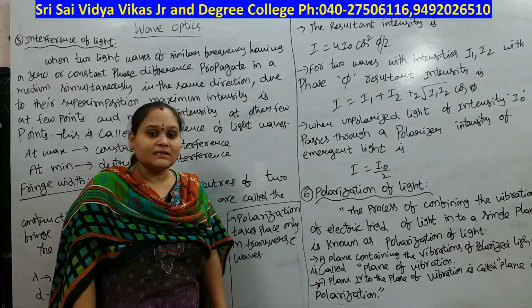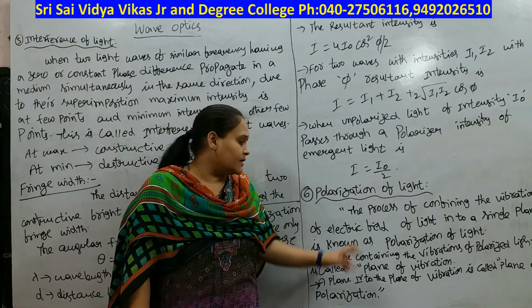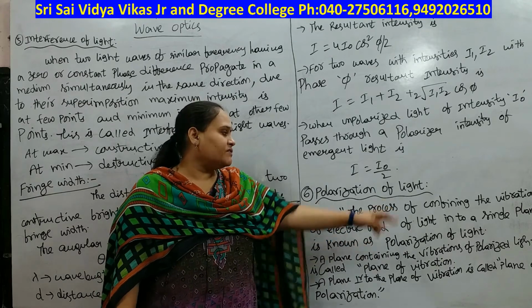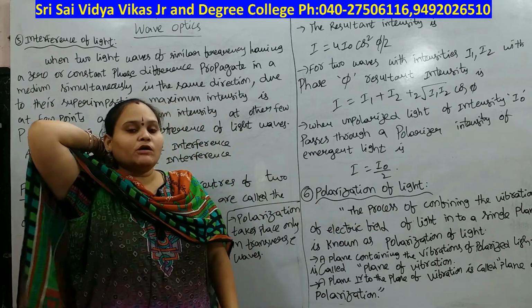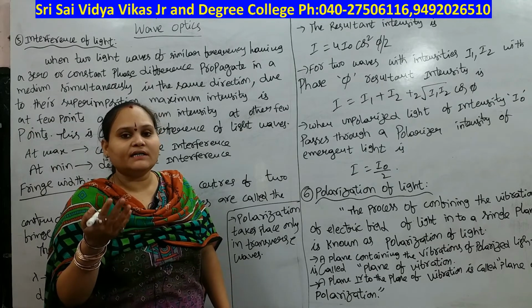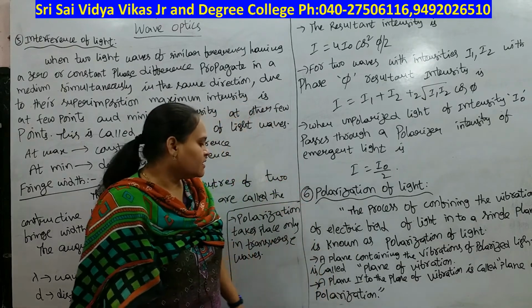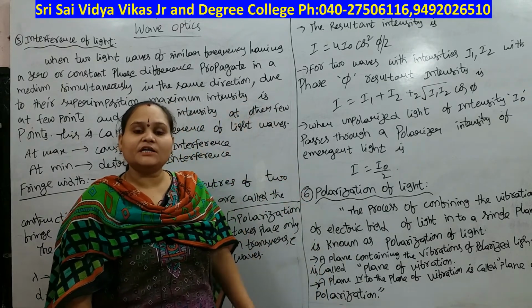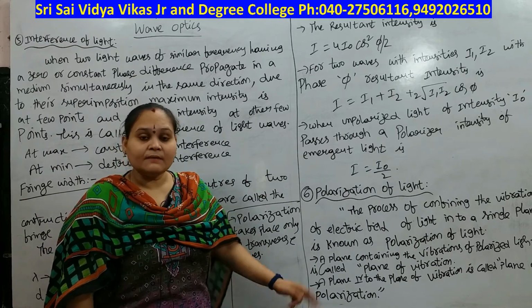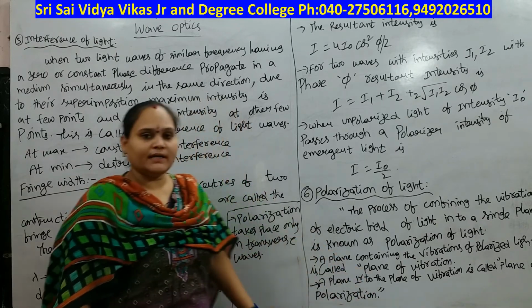Next, polarization of light. Polarization of light means the process of confining the vibrations of the electric field of light into a single plane. That means the electric field vibrations are contained in a plane. A plane containing the vibrations of light is called the plane of vibrations, and a plane perpendicular to the plane of vibrations is called the plane of polarization.